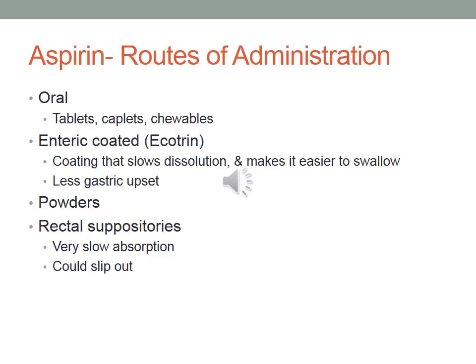So your various routes of administration for aspirin: aspirin comes in all different types of forms. Oral-wise, tablets, caplets, chewables. There's Ecotrin, which is enteric coated. Basically, what the enteric coating does is it makes it easier to swallow. The other thing it does is it produces less gastric upset, because the pill is coated, and while it's in the stomach, the coating has to wear away before it gets absorbed, so it reduces the amount of gastric upset. It's also available in powders.